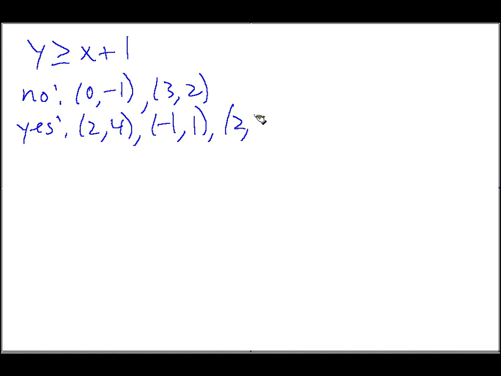So 2, 3. This is the yes pair. So these ordered pairs did satisfy the inequality there. All right, so let's go ahead and graph this line, as I mentioned earlier, and see where these points are relative to their positions on the line, whether they're on the line, above the line, or below the line. Correct? So let's do that.